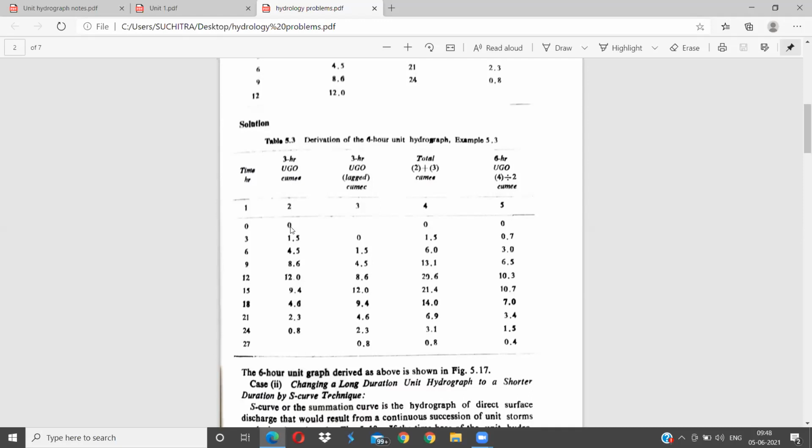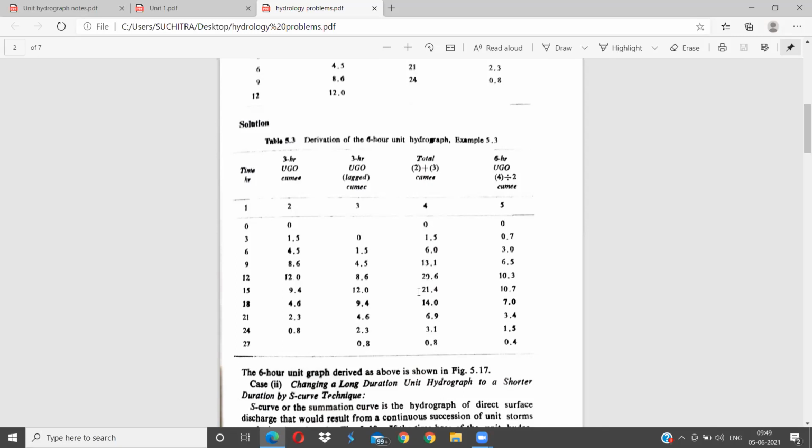That you can see here. This 0 is here. Like that, you have to shift these values by 3 hours. This is the lag time. Next, you add the ordinates of these two, that is the 3-hour unit hydrograph and the 3-hour unit hydrograph lagged. You can see here it's lagged by 3 hours. So you add the column 2 values and column 3 values, and you will get the ordinates of the combined unit hydrograph.